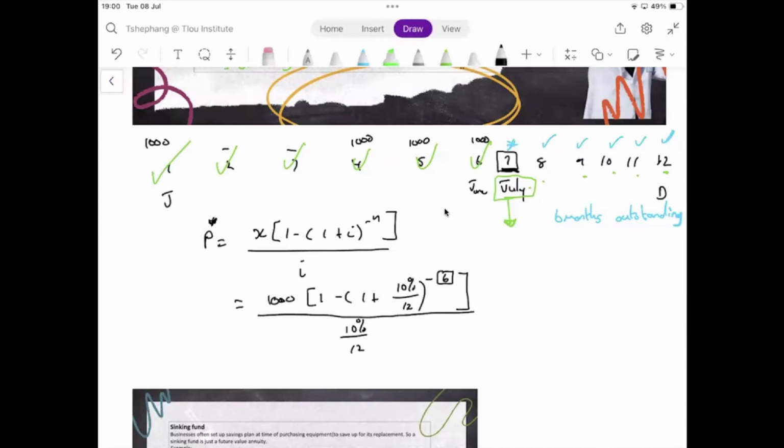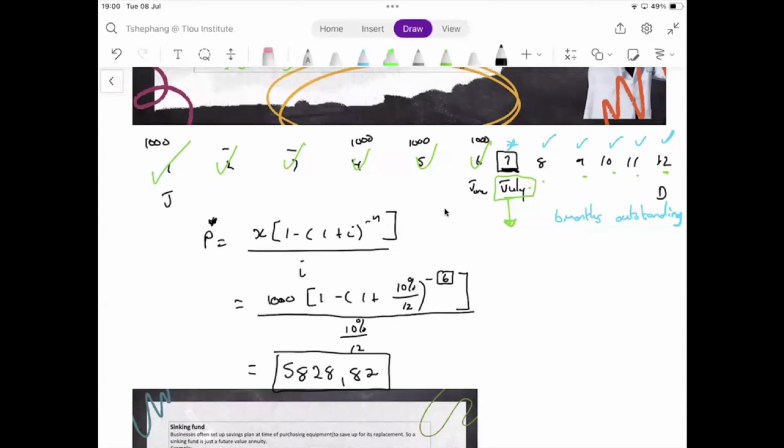But since the answer seems rather small, please double check. Yes, 5,828 is the correct answer. The 6 months are the outstanding months. That is the outstanding term. I'm hoping it makes sense there. So the P, the outstanding that you owe the bank, is actually 5,828.82.